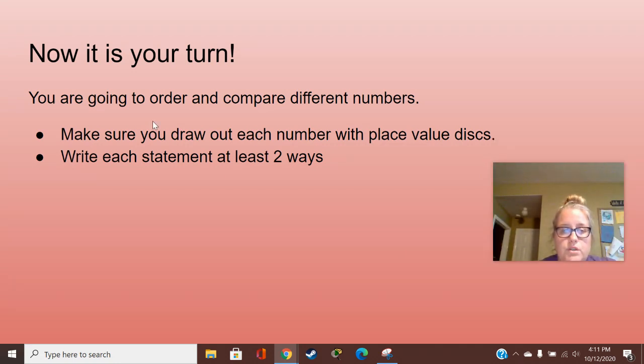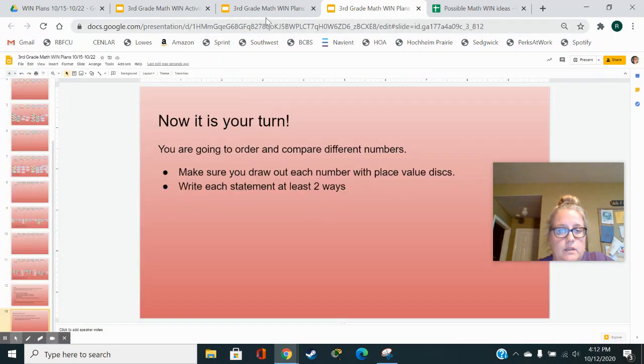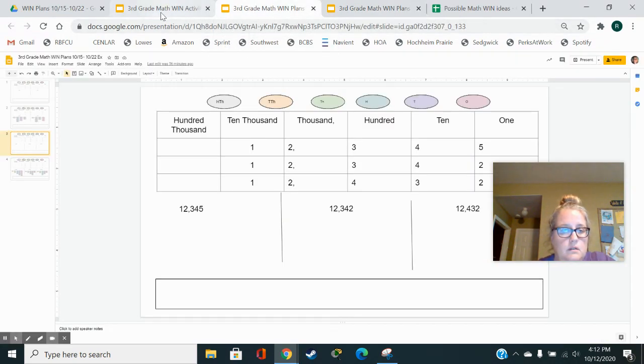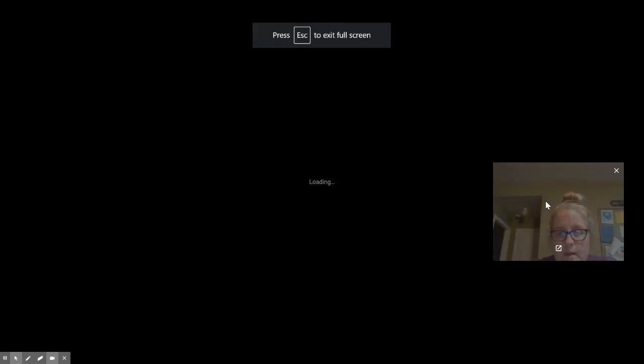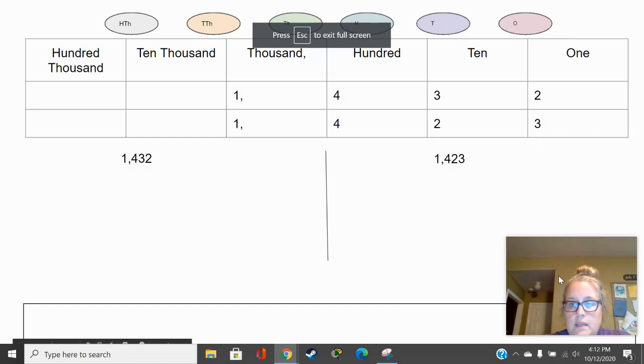So here is what you are going to do. You are going to order and compare different numbers. You're going to make sure to draw out each number with place value discs, and you are going to write each statement at least 2 different ways. So let's look at an example of what I would like you to do. Let's come back to the first page, and we're going to go back into present mode. You are going to get a paper that looks like this.